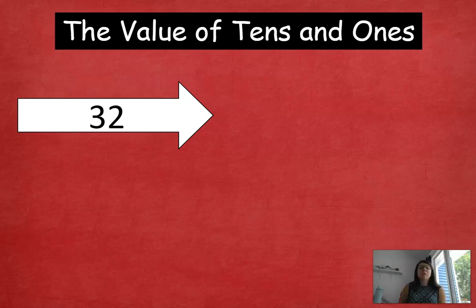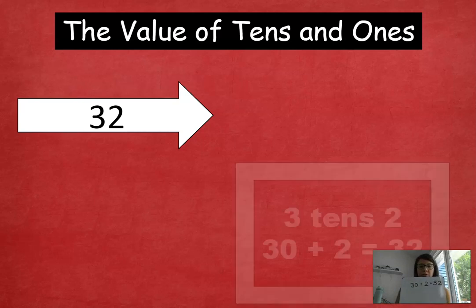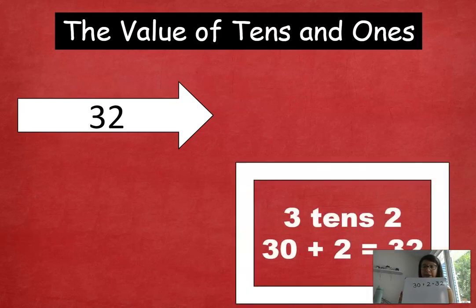Okay, so I look at the number 32 and I see the number 3 in the tens place. So that's 10, 20, 30. 3 groups of 10, and that's the number 30. Then I'm adding 2 extra ones for 32. So I got 30 plus 2 equals 32. Again, 3 tens 2 is the way we would say it. 30 plus 2 equals 32. Good job. Try the next one.